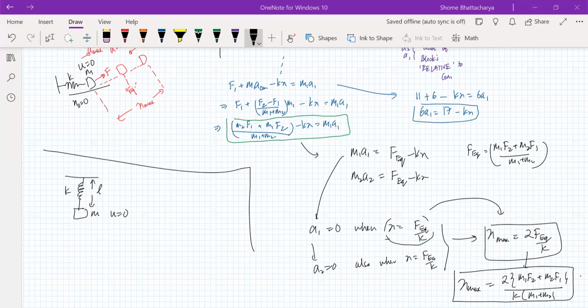Yes, Siddharth, you got the point. Okay. I get 2mg by k, no?